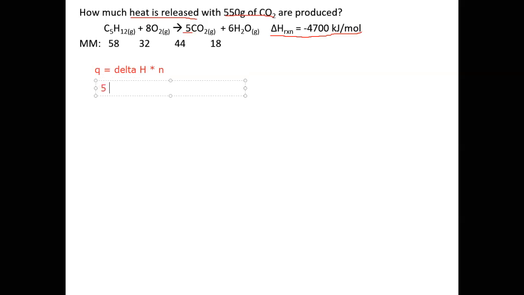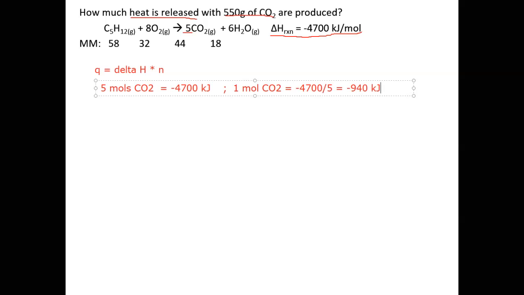Now here from the balanced equation, 5 moles of CO2 is equal to 4,700 kilojoules of heat. So for 1 mole of CO2, that would be taking the delta H and dividing it by 5. So it's about 940 kilojoules. So 1 mole of CO2 produces about 940 kilojoules of heat. So now we have the delta H in reference to 1 mole of CO2.